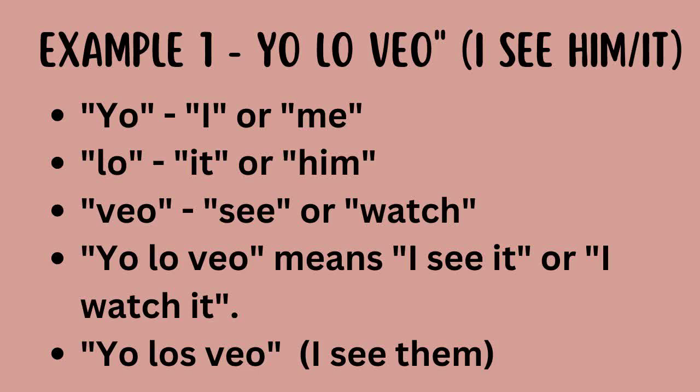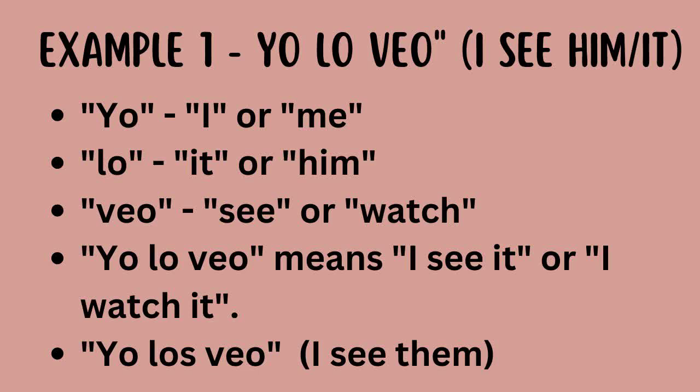First example: Yo lo veo. is a sentence in Spanish that consists of 3 words: yo, which means I or me; lo, which means it or him in this context; and veo, which means see or watch. When you put them together, Yo lo veo means I see it or I watch it.